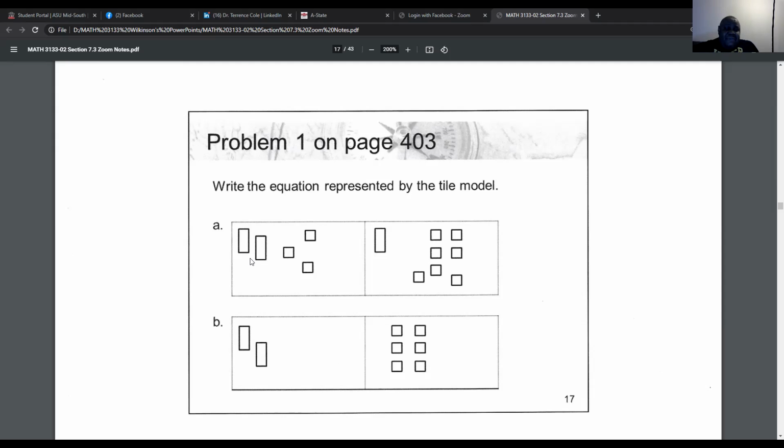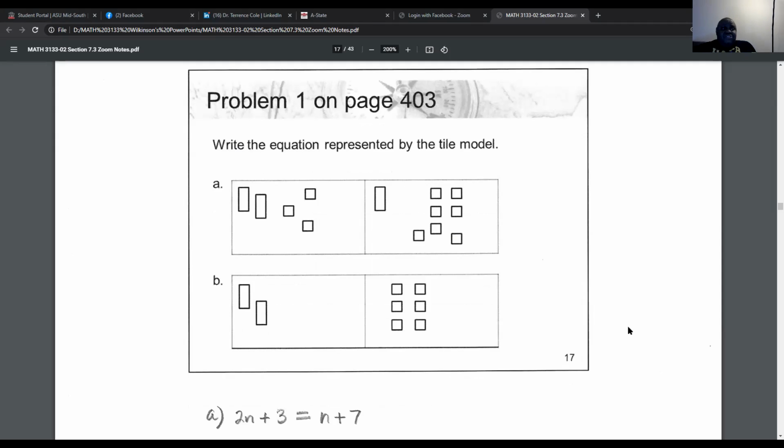On the left side of this mat, we've got 2 n tiles and 3 one tiles. That's going to be 2n plus 3. The right side, we've got 1 n tile and 7 one tiles. That's going to represent n plus 7. So this is our equation: 2n plus 3 equals n plus 7 from this particular model.